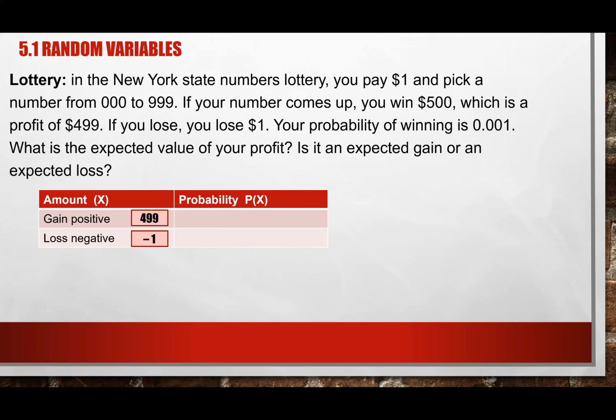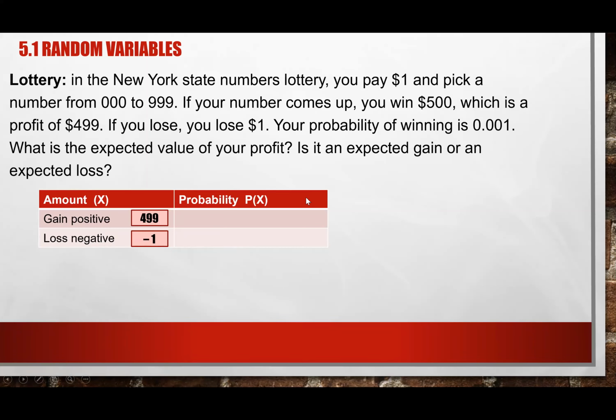The loss here, because we're losing, we have to put a negative number to illustrate that it is a loss. Okay, so everybody see right here, these are the two numbers that you need to identify most of the time: what is my profit and what is my loss if there is a loss. In this case, because you pay $1 to play, you will lose $1 if you don't win, right? So $499 is your profit, your gain, and your loss is -1 because of a loss.